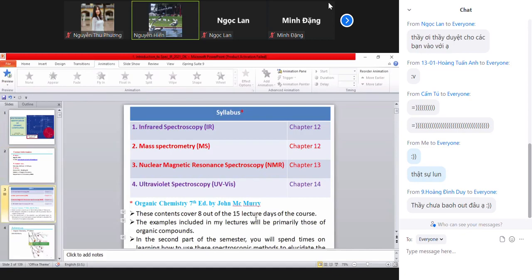So the main contents of my lectures will cover the following parts. The first part will be infrared spectroscopy. From this time on, we will call it IR spectroscopy. And the second part will be mass spectrometry, MS. These two parts can be found in chapter 12 in Organic Chemistry, written by John McMurry. If you don't have this book, I will send it to you later in our Zalo group. It is okay, since we are in organic chemistry, we use the same book.